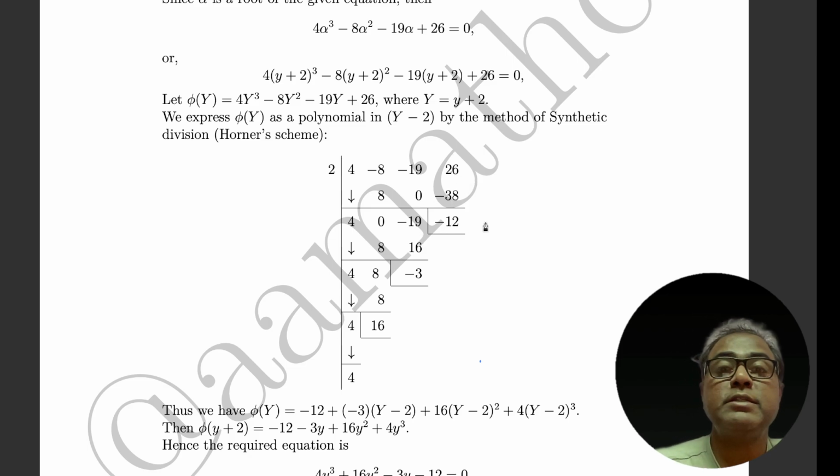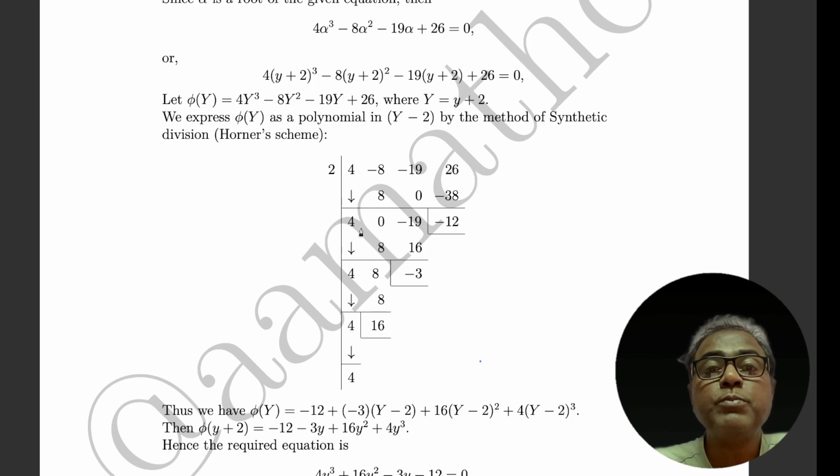And separate this term. If we divide this polynomial by this polynomial y minus 2, then we get the remainder minus 12, and this is the quotient, 4y square and 0y minus 19, the quotient after dividing this polynomial by y minus 2.